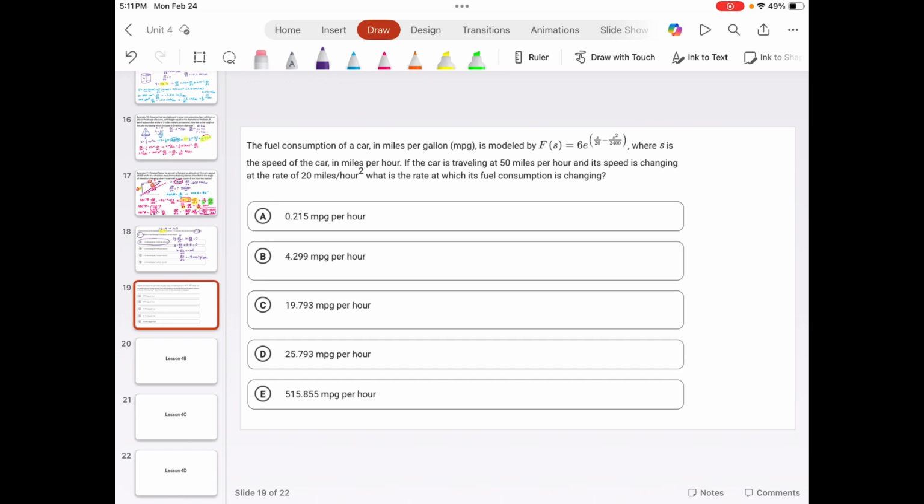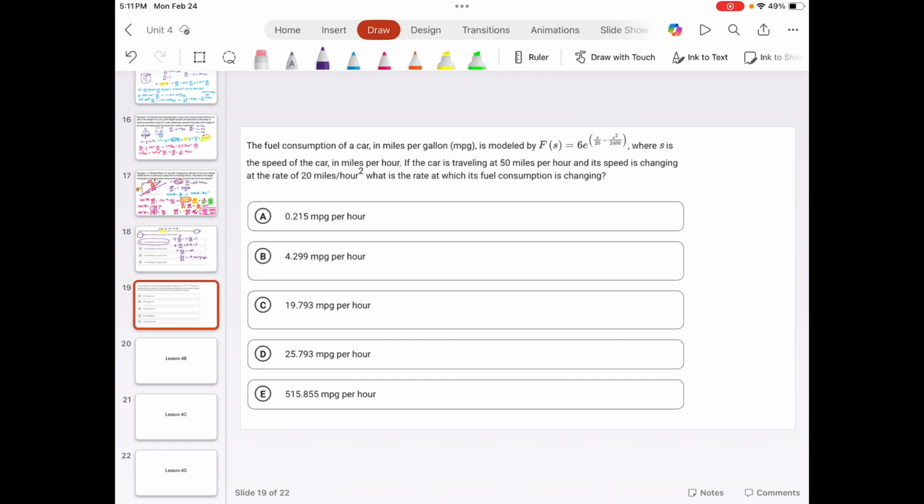So fuel consumption of a car in miles per gallon, or MPG, is modeled by f of s equals 6e to the s over 20 minus s squared over 2400, where s is the speed of the car in miles per hour. If the car is traveling at 50 miles per hour and its speed is changing at the rate of 20 miles per hour squared, what is the rate at which the fuel consumption is changing?